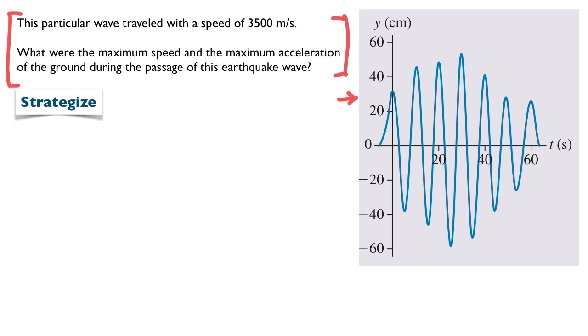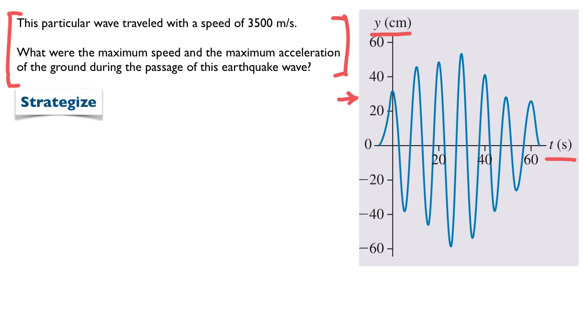So first, how are we going to strategize? Take a second to think about that. Pause the video. I'll be back. Well, this is a history graph. This is a graph of the displacement of the ground as a function of time. So this is just a graph of the motion of the ground as a wave is passing.